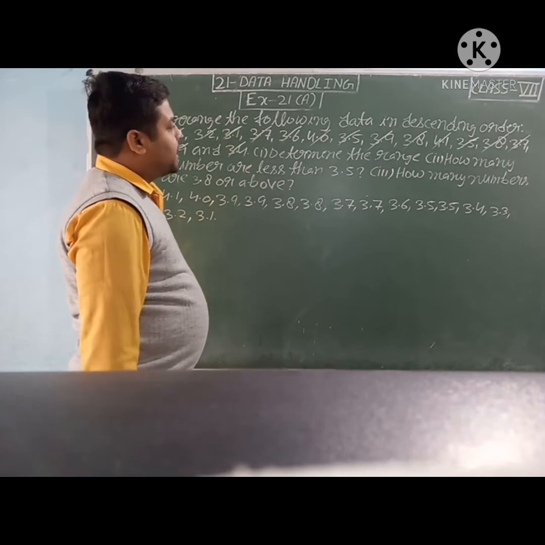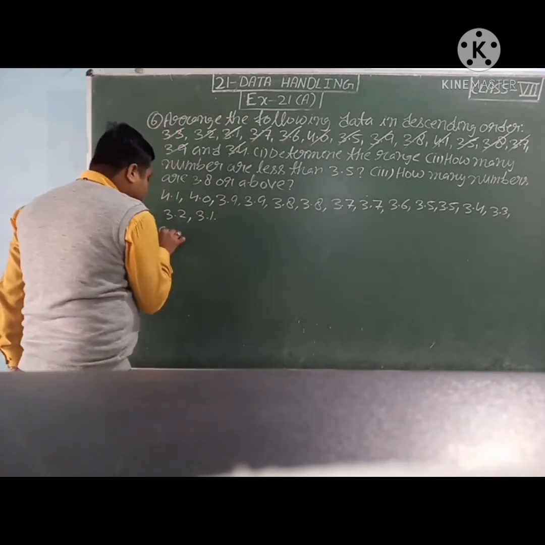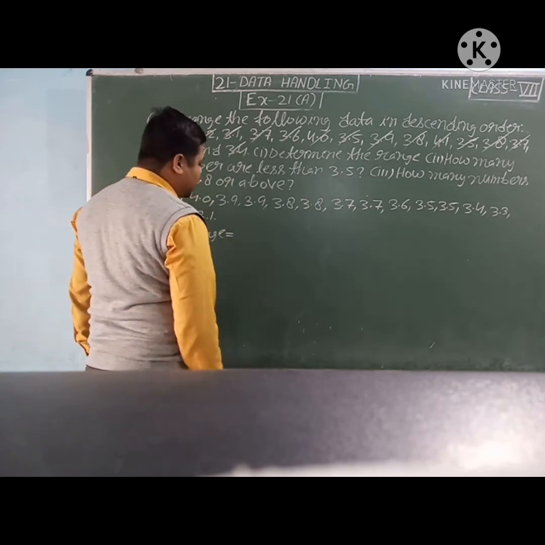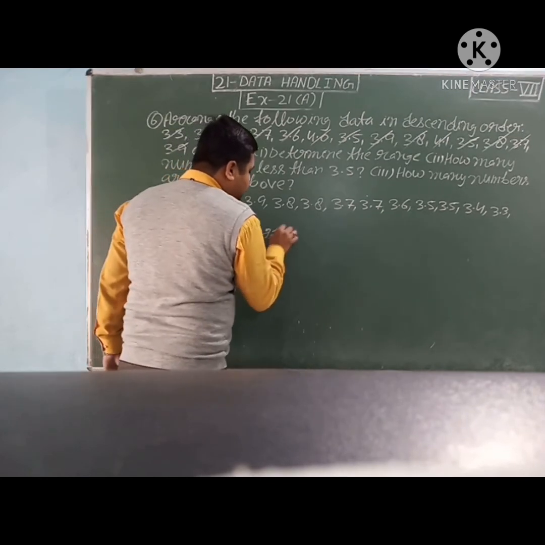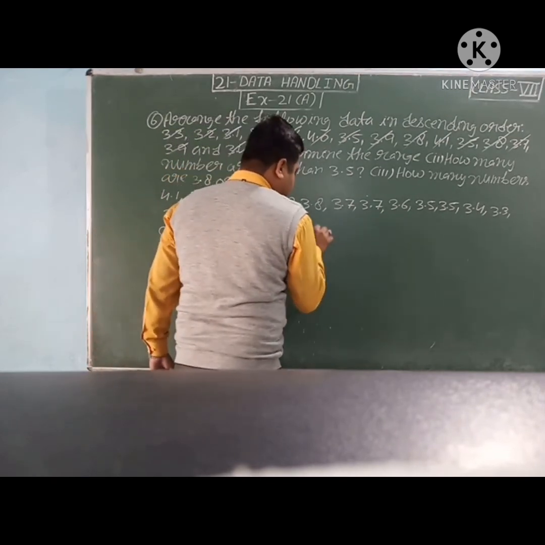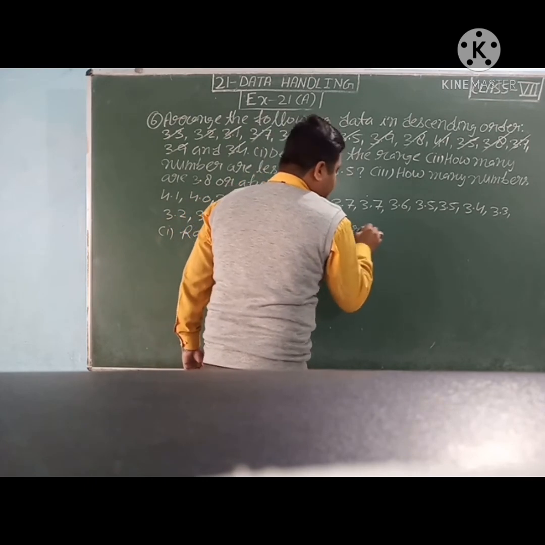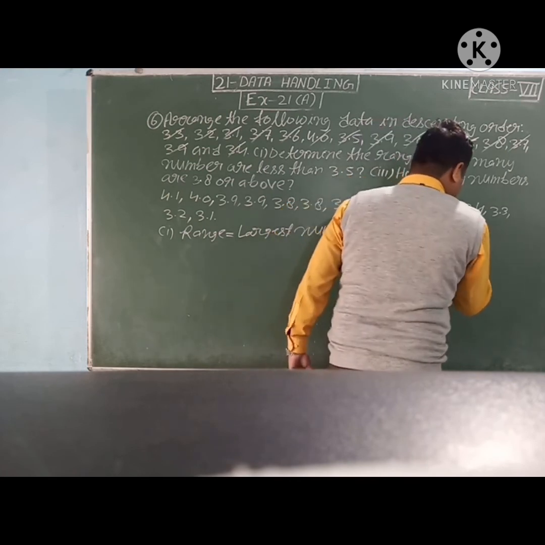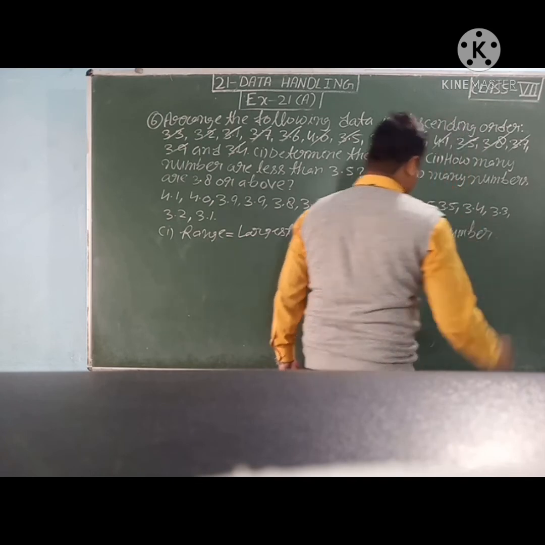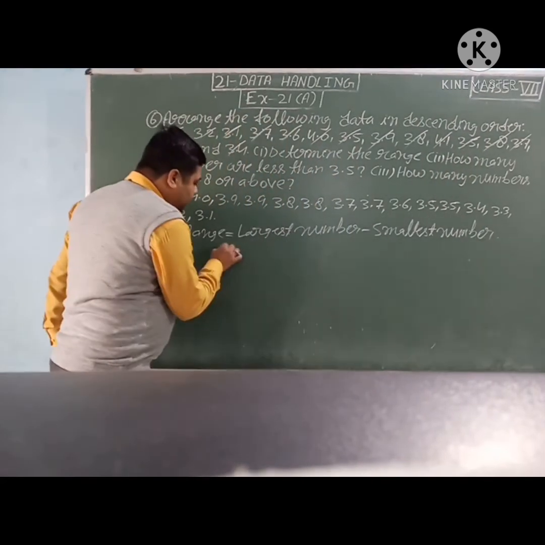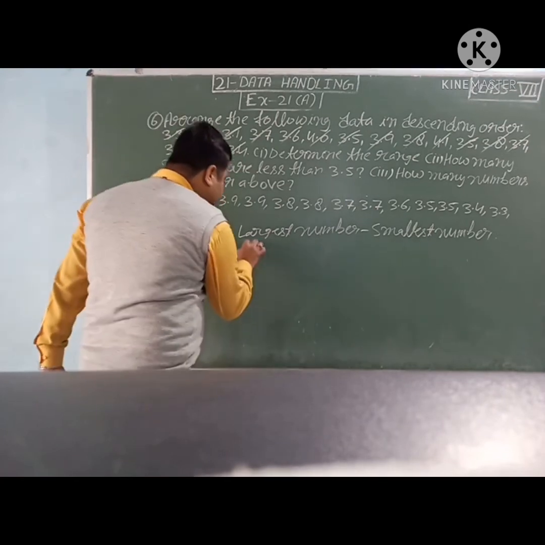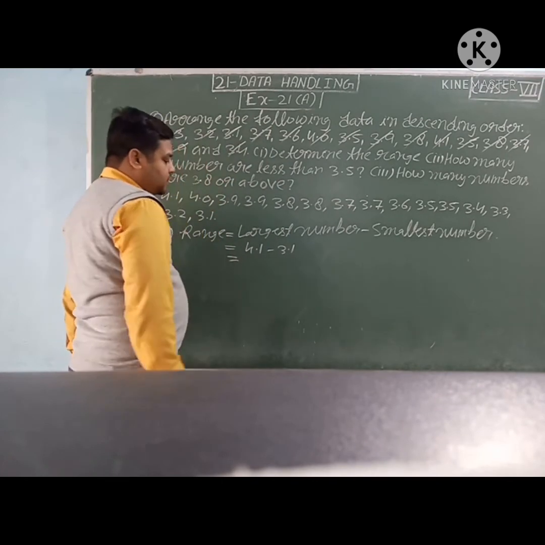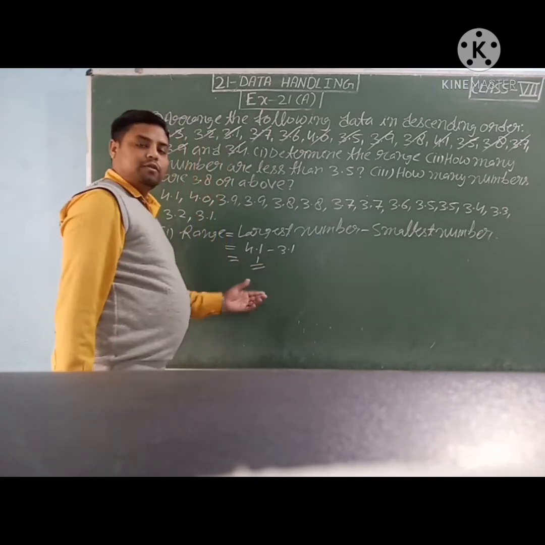Now come to the first part. Determine the range. So we have to find the range. Range is equal to, formula is, largest number minus smallest number, or we can write greatest number minus smallest number. So the largest number is 4.1 minus 3.1. So students, range will come 1.0, it means 1.